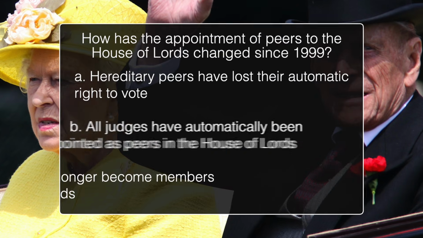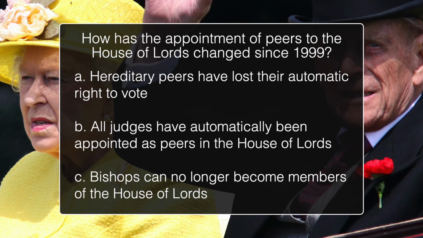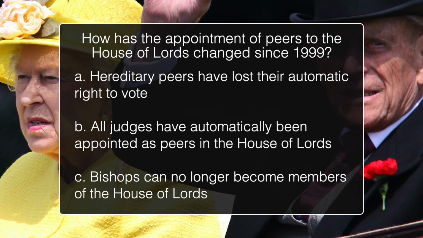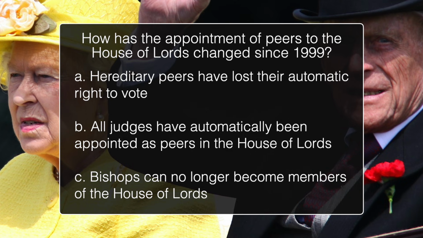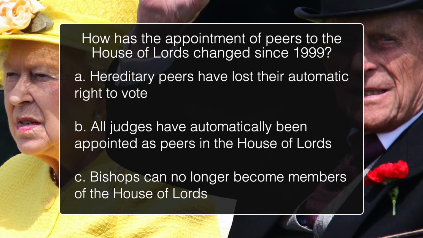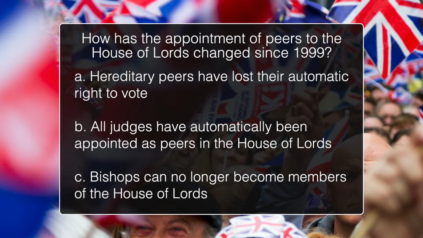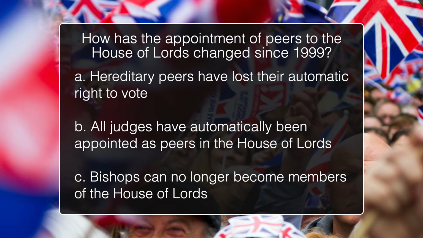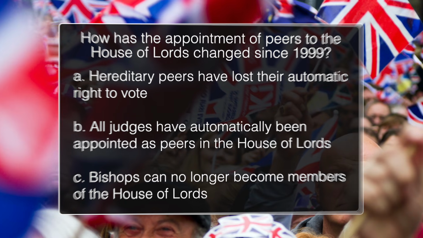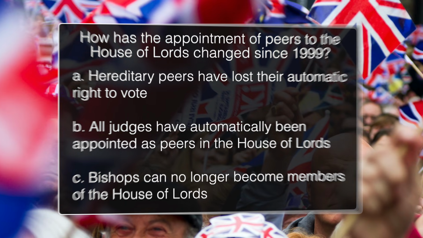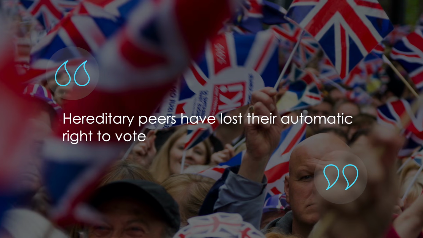How has the appointment of peers in the House of Lords changed since 1999? A. Hereditary peers have lost their automatic right to vote. B. All judges have automatically been appointed as peers in the House of Lords. Or C. Bishops can no longer become members of the House of Lords. The answer is A. Hereditary peers have lost their automatic right to vote.